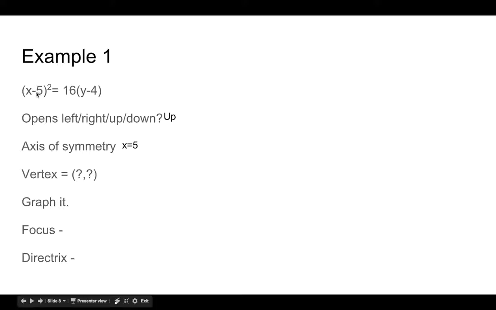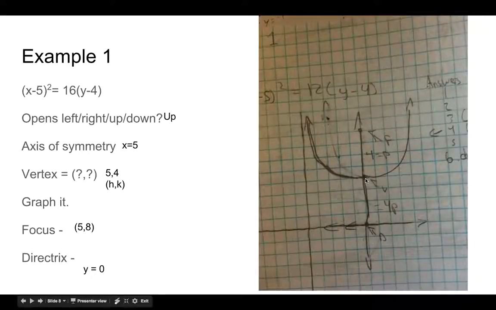What is the vertex? Let's look at the h and k values. The vertex should be (5, 4). And the focus should be (5, 8), because the difference in distance, when you do 4p equals 16, the distance is 4. So it would be (5, 8). Same thing for the directrix. Since it's always below, it would be y equals 0. As we look in the graph right here, the vertex is right here, (5, 4). And the focus is directly above. This is a distance of 4. And the directrix is 4 units below.